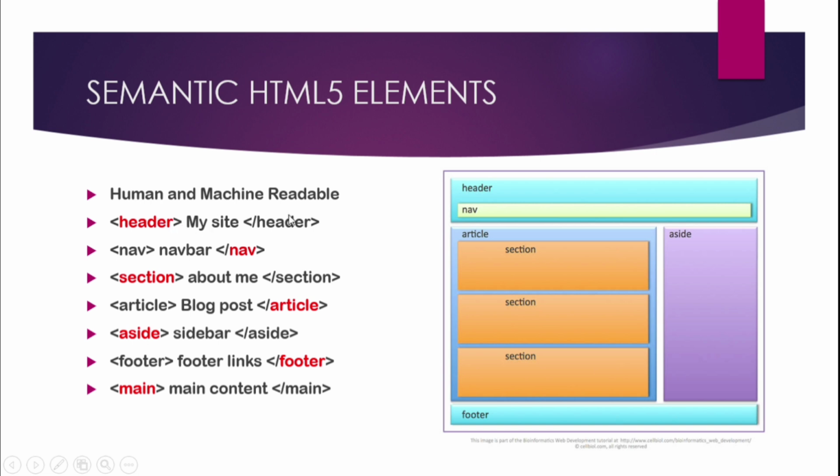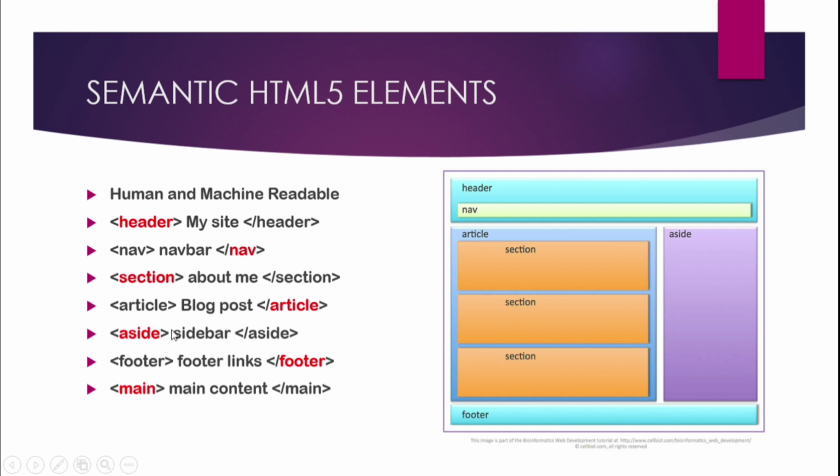Header. Here I'm using my site as the name. Then we have the nav. Nav is nothing but the nav bar that we have at the top. Then we have the section. For each and every section in the website, right? The about me section, then we have my education section, then we have my work section. So that is done by using the section tag.